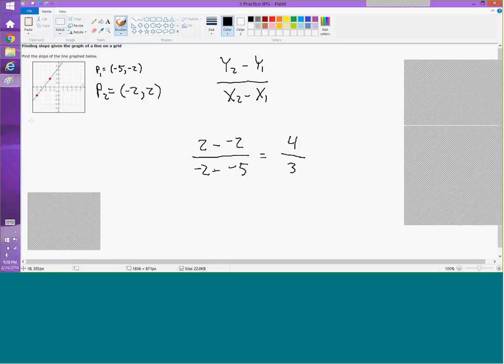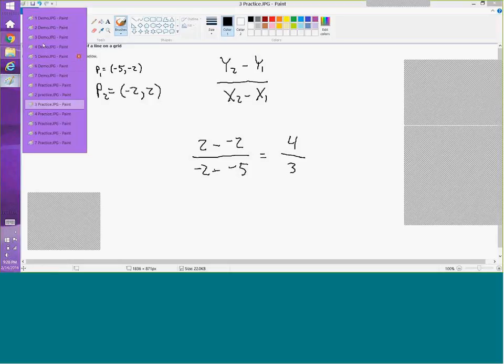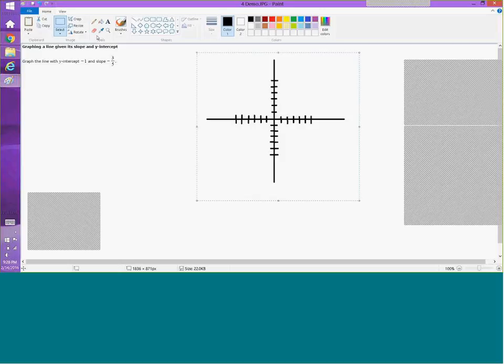And jump on to the next one then. Line given its slope and y-intercept. Well, that's almost too easy in a way after everything else we've just been doing. Whenever you're given this kind of information, it's best to start with your y-intercept, and life is just much easier that way.